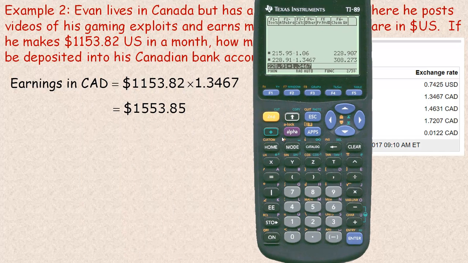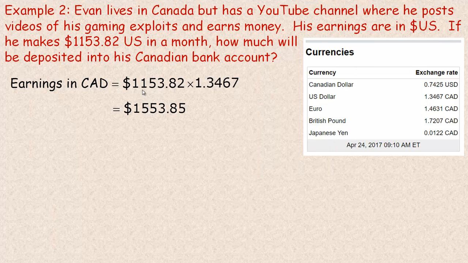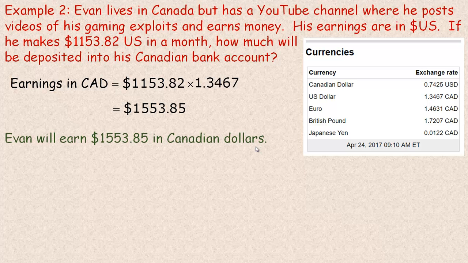I'll bring the calculator back here again. 1153.82 times the 1.3467. So 1553.85. That's how much he's going to earn in Canadian dollars. So the 1153.82 is US dollars. This is what it's worth in Canadian dollars according to these exchange rates. So that's how much is going to go into his bank account in Canadian dollars.